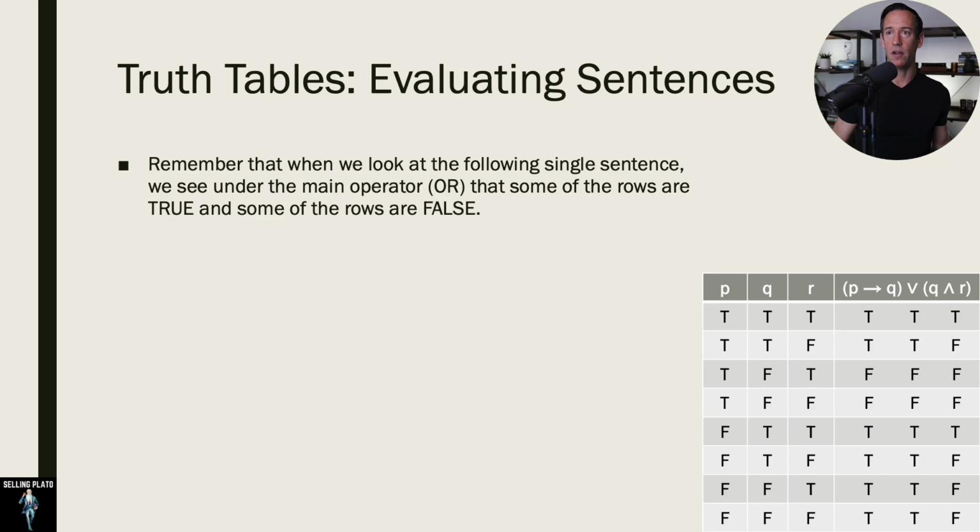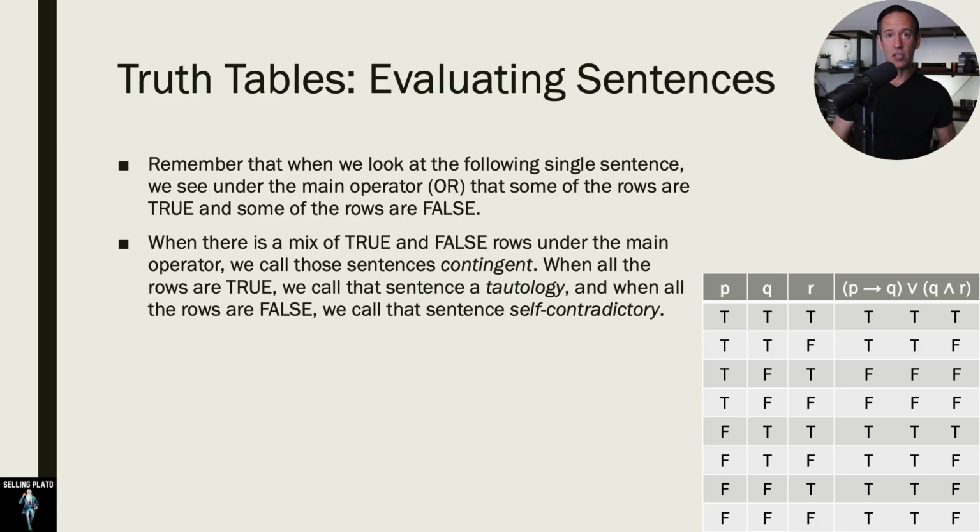So look at the truth table here on this slide. Remember that when we look at the sentence on the right-hand side of this truth table, we see that under the main operator, the or, some of the rows are true and some of the rows are false. All right. So you can see how the truth table was calculated from the atomic sentences, just like you learned in the past. And now we're going to be focusing on what are the truth values under that main operator, or what can that tell us? You'll see. When there is a mix of true and false rows under the main operator, just like you see there, we call those sentences contingent sentences.